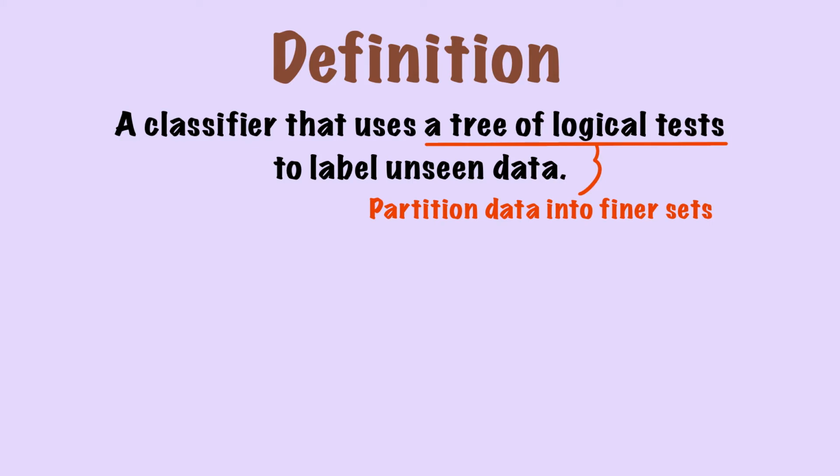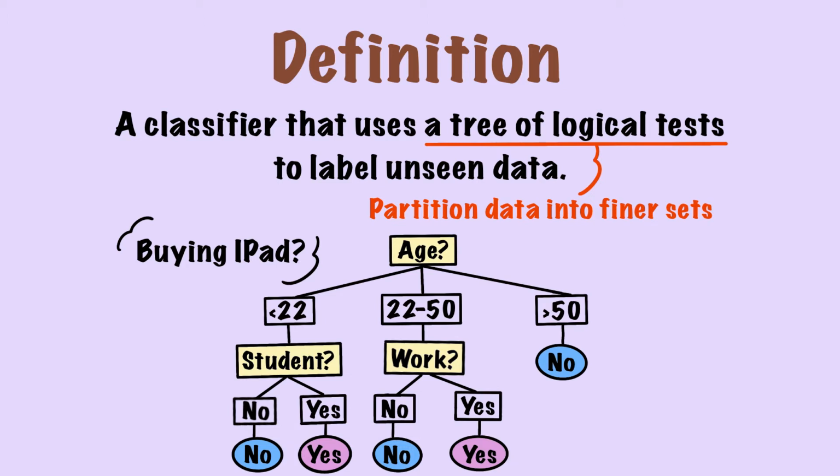To illustrate, logical tests partition data into finer and finer sets. Say we have this decision tree, and our goal is to predict if a person is going to buy an iPad. The yellow boxes on the top and the middle are nodes, which represent a test on an attribute. For example, the age on the top is a test or a question. If a person is below 22 years old, then he or she will be assigned to the left group, and if a person is 30 years old, he or she will be in the middle group.